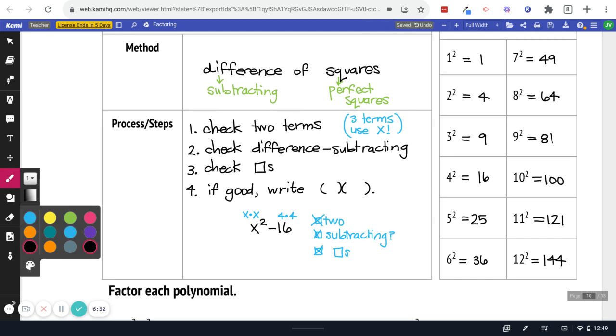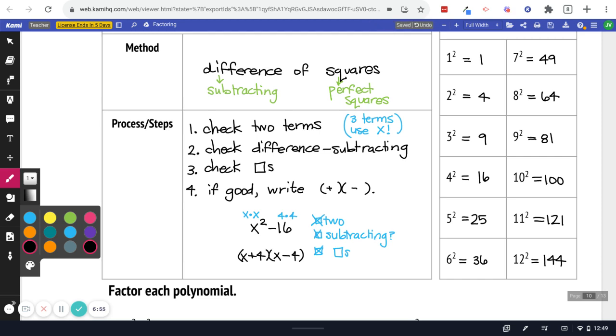So then we're good, so we're going to write our parentheses. And in those parentheses is going to be a plus and a minus. It'll be plus, minus, and then these blue things that we wrote on top, that's how we're going to fill it in. So we're going to do x plus, x minus, and then 4 with a 4.